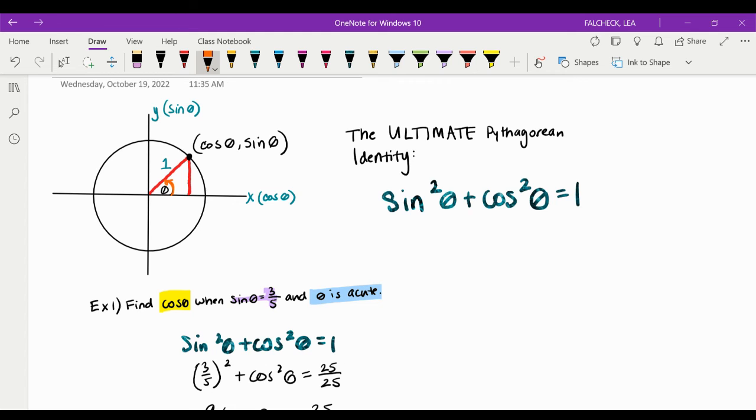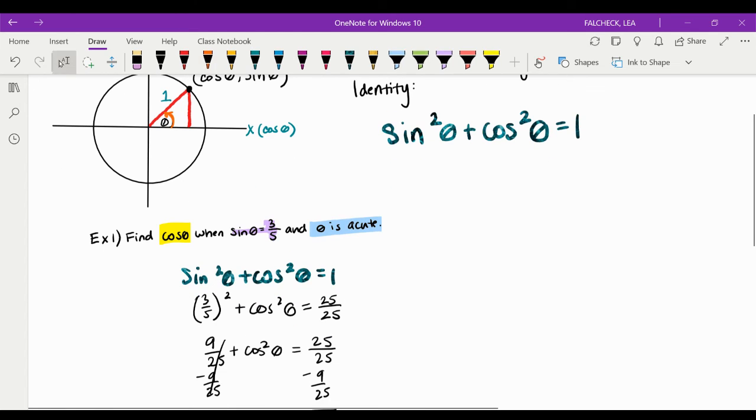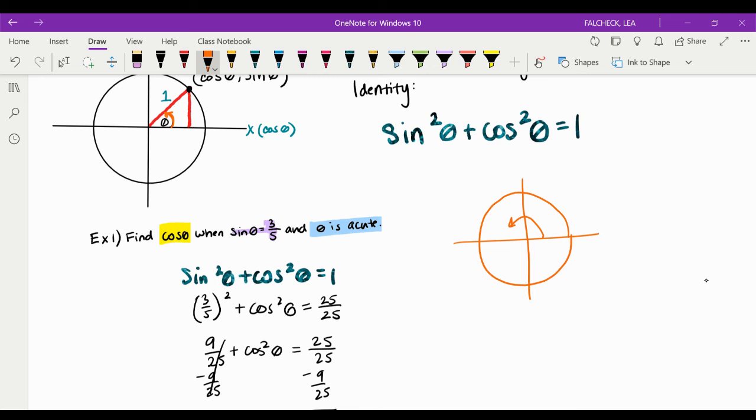So theta could have been something like this, right? Theta could have also been something like this, in which case theta would be obtuse, right? This would be the point on the unit circle, cosine theta, sine of theta. But why is this relevant? Why am I drawing this over here, right?